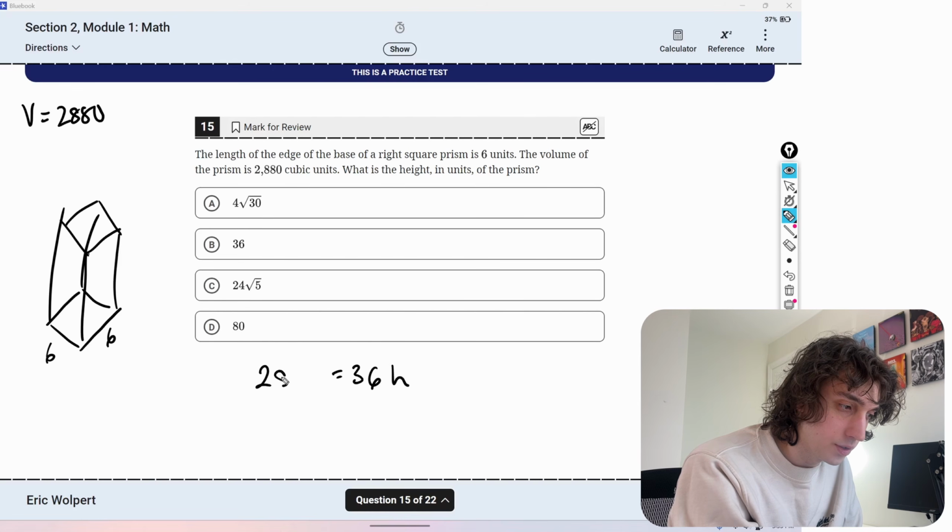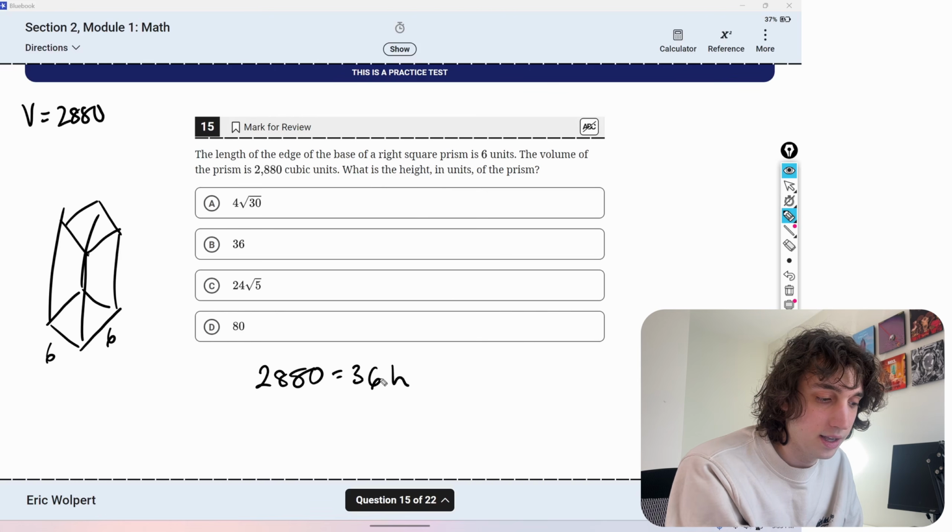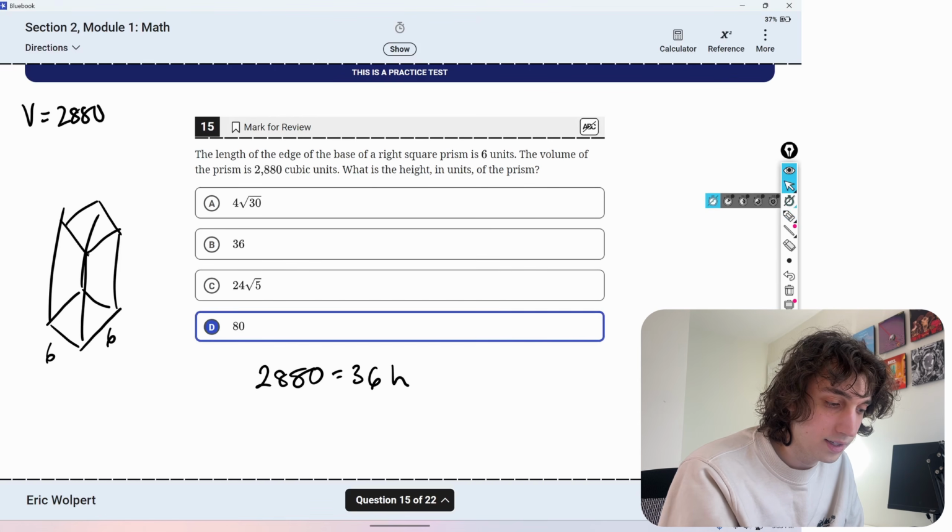Since we're told the volume is 2880, we get this equation, and we're asked to solve for the height. So that's just solving for h. We do 2880 divided by 36, which presumably is 80.